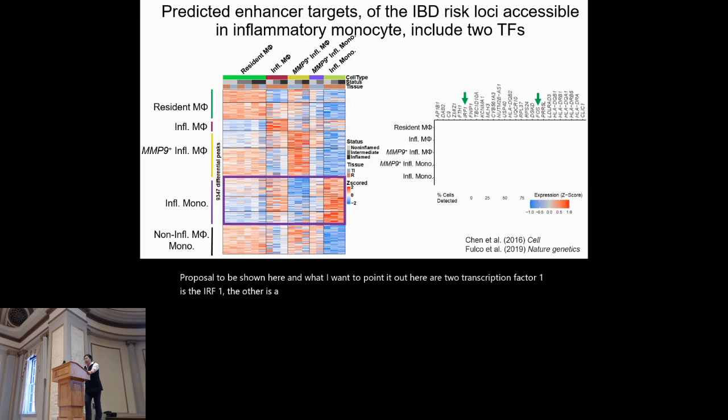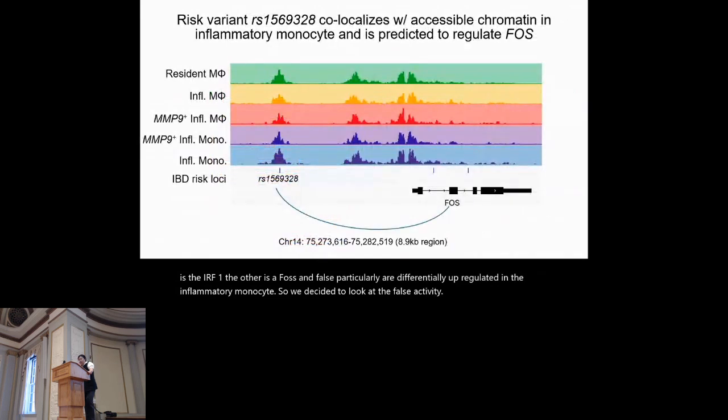And FOS particularly is differentially upregulated in the inflammatory monocyte. So we decided to look at the FOS activity. And here is showing an IGV browser shot to see the IBD risk loci that is predicted to regulate the FOS expression.